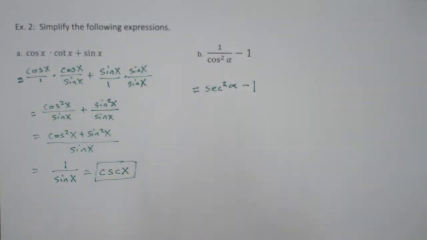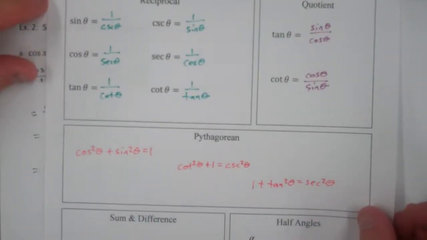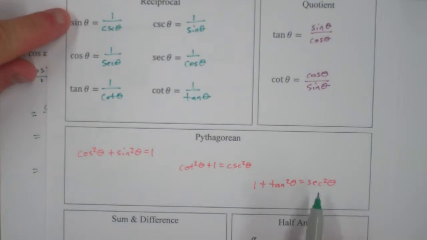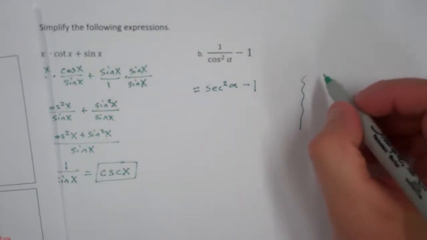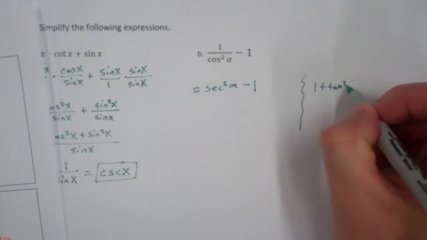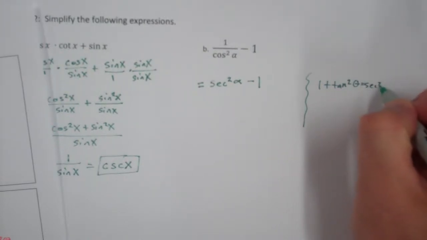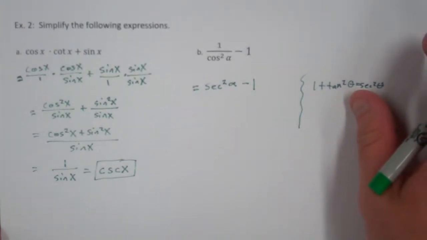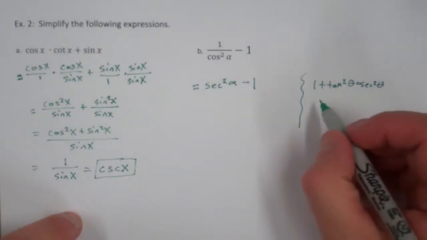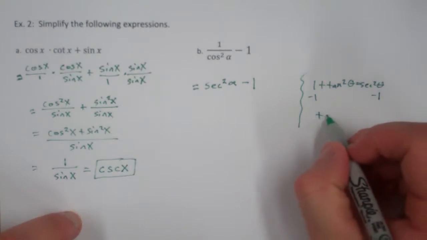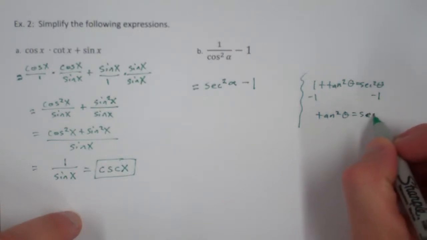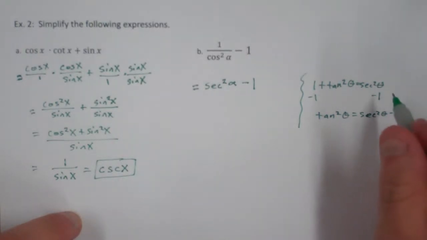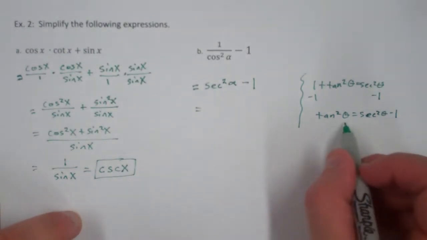If you take a look at your trigonometric identities toolkit, you'll notice that we're probably going to be dealing with this one here. Notice that we had 1 plus the tangent squared of theta equals the secant squared of theta. Let me move this back on. And if I just subtracted 1 from each side, I'd have the tangent squared equal to the secant squared minus 1. So we can replace this with the tangent squared.